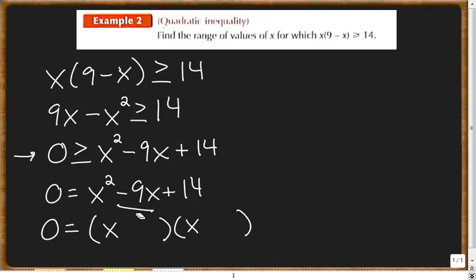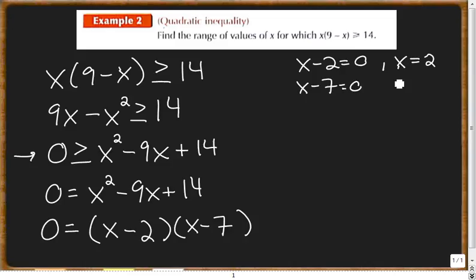This one's a little bit easier than the last example. So we are going to find that the answers here are going to be negative 2 and negative 7. They multiply together to make 14, add together to make negative 9. So I know that either x minus 2 equals 0, which means that x would equal 2, or that x minus 7 equals 0, and that would make x equal to 7.